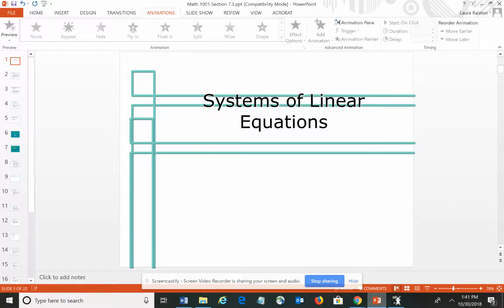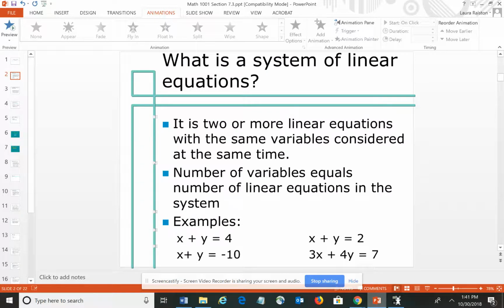This video is an introduction to a system of linear equations. We're going to focus specifically on systems that involve linear equations or lines. If we're going to talk about them, we need to know what is a linear system. A linear system is two or more linear equations with the same variables that we consider at the same time.